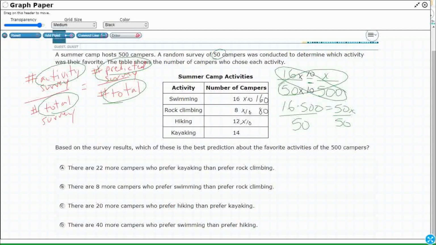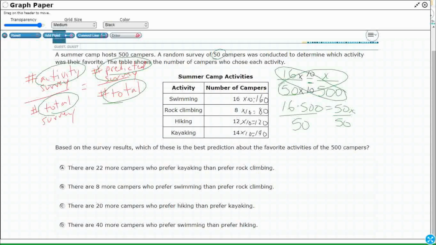80, 120, 140. And if you add all those up, guess what you're going to get? 500. So now that we've got that, those are the numbers we're going to use to actually figure out these predictions.